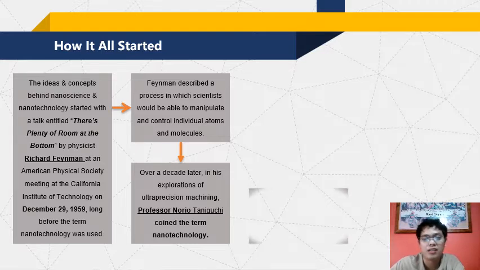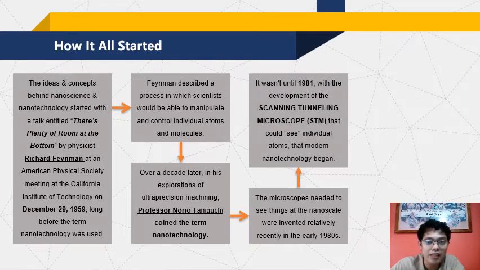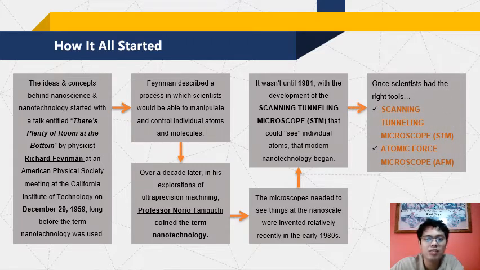Then next, the microscopes needed to see things at the nanoscale were invented relatively recently, in the early 1980s. And it wasn't until 1981 with the development of the scanning tunneling microscope or STM that could see individual atoms that modern nanotechnology began. And once scientists had the right tools like the scanning tunneling microscope and atomic force microscope, then began the age of nanotechnology.